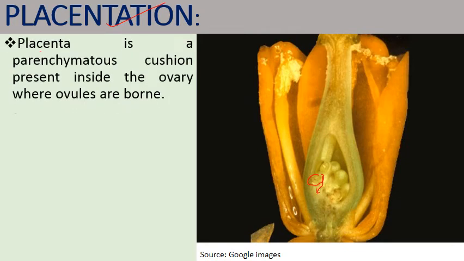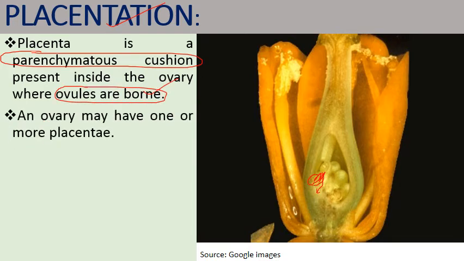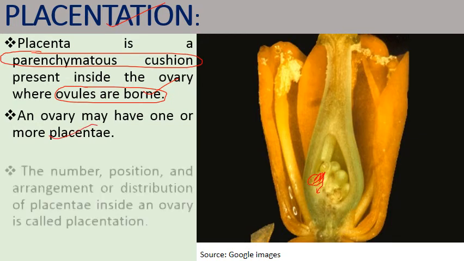So placenta is a parenchymatous cushion. जो placenta है जिसके थ्रू ये ovary wall पे attach होते हैं ovules, उसे कहा जाता है placenta. It's a parenchymatous cushion present inside the ovary where ovules are born, जिसके ऊपर ovules born होते हैं. An ovary may have one or more placenta. एक ovary के अंदर एक या एक से ज़्यादा placenta present हो सकते हैं.